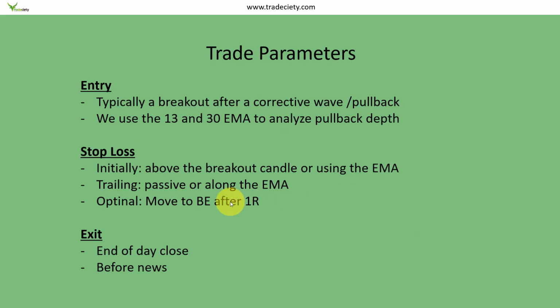For trade parameters, when it comes to entries, we are typically using a breakout approach. So we are waiting for a small correction wave, a small pullback. And for that, we are also using the 13 and the 30 EMA to analyze the pullback. Stop loss is very straightforward in the beginning. We are just putting it above or below the breakout candle. That gives us the entry, or we can also use the EMAs.